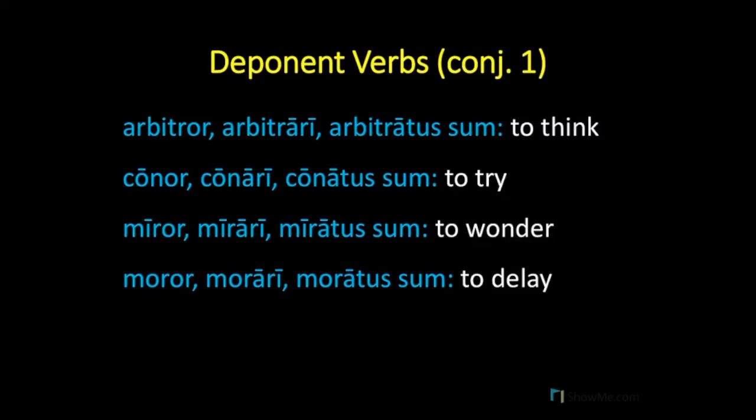Notice how the first principal part always ends in the letter R. That's the first person singular ending of the passive voice. Notice how our infinitives all end in RI: arbitrari, conari, mirari, morari. And then our third principal part looks like the perfect passive indicative. So we have arbitratus sum, that's the participle plus sum, conatus sum, miratus sum, and moratus sum.